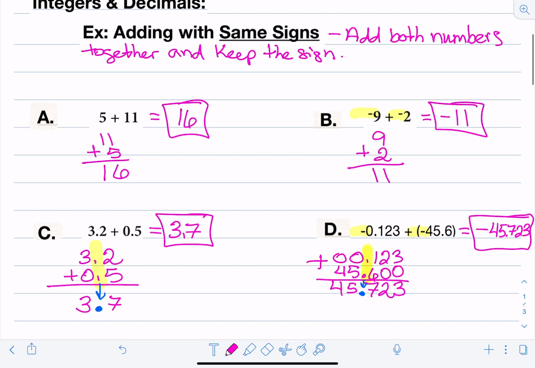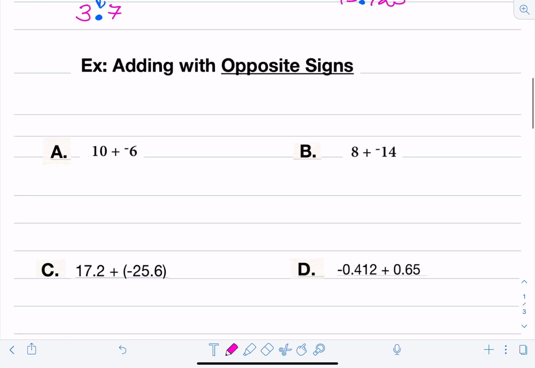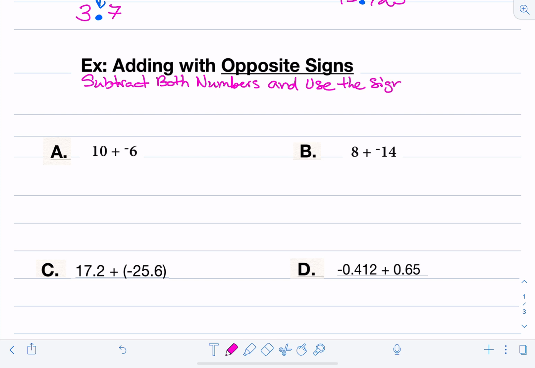So when the signs were the same, you added the numbers and you kept the sign. When the signs are different, then you subtract both numbers and use the sign of the bigger number.